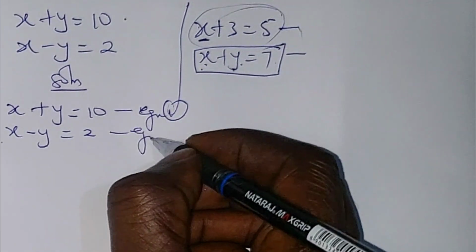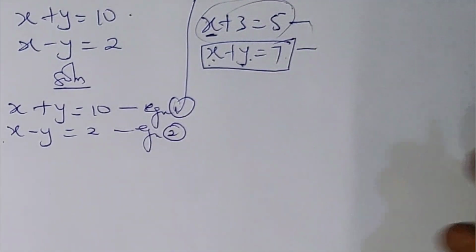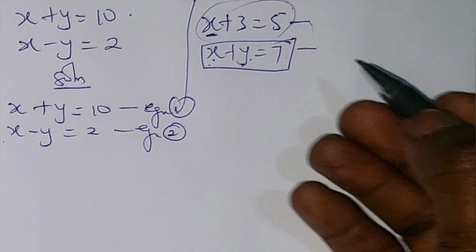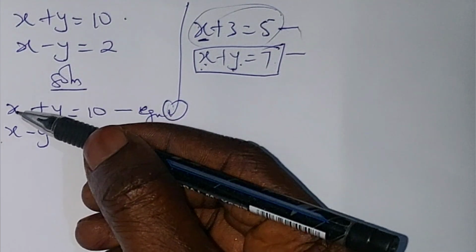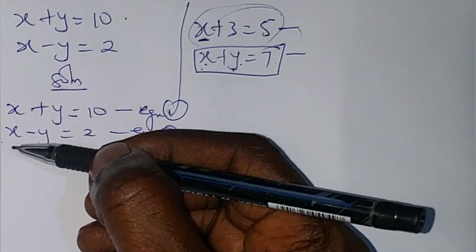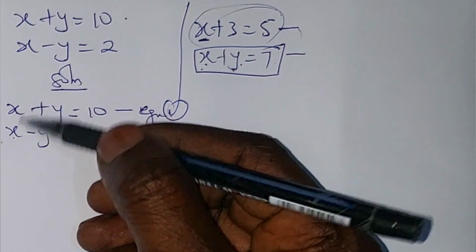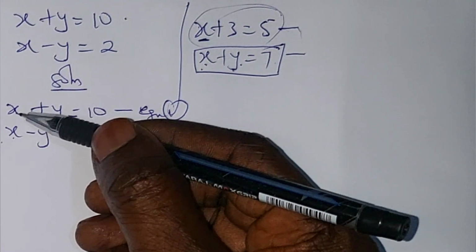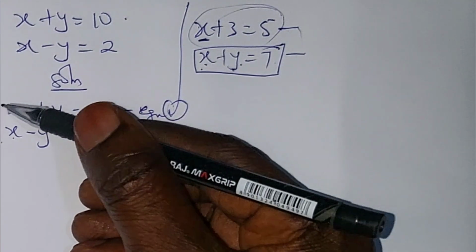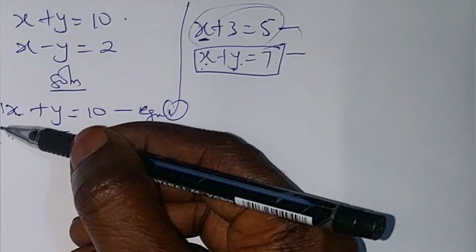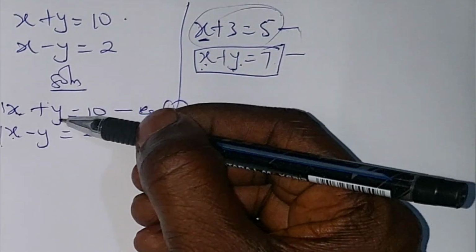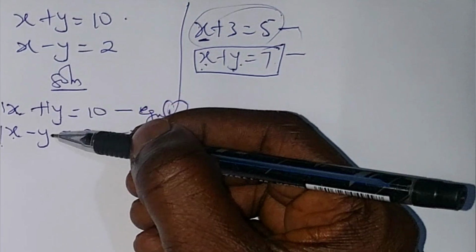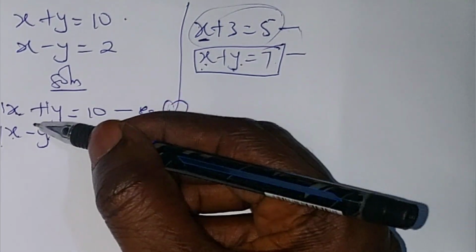then let's call this one equation 2. Because I want the video to be short, I'm going to stick to one method. We're going to use the elimination method throughout. With the elimination method, all we need to do is ensure that one of the variables has the same coefficient in both equations. Let's take the variable x. The coefficient of x is 1. The coefficient of this x is also 1. Let's take y. The coefficient of y is 1, and the other one is also 1.